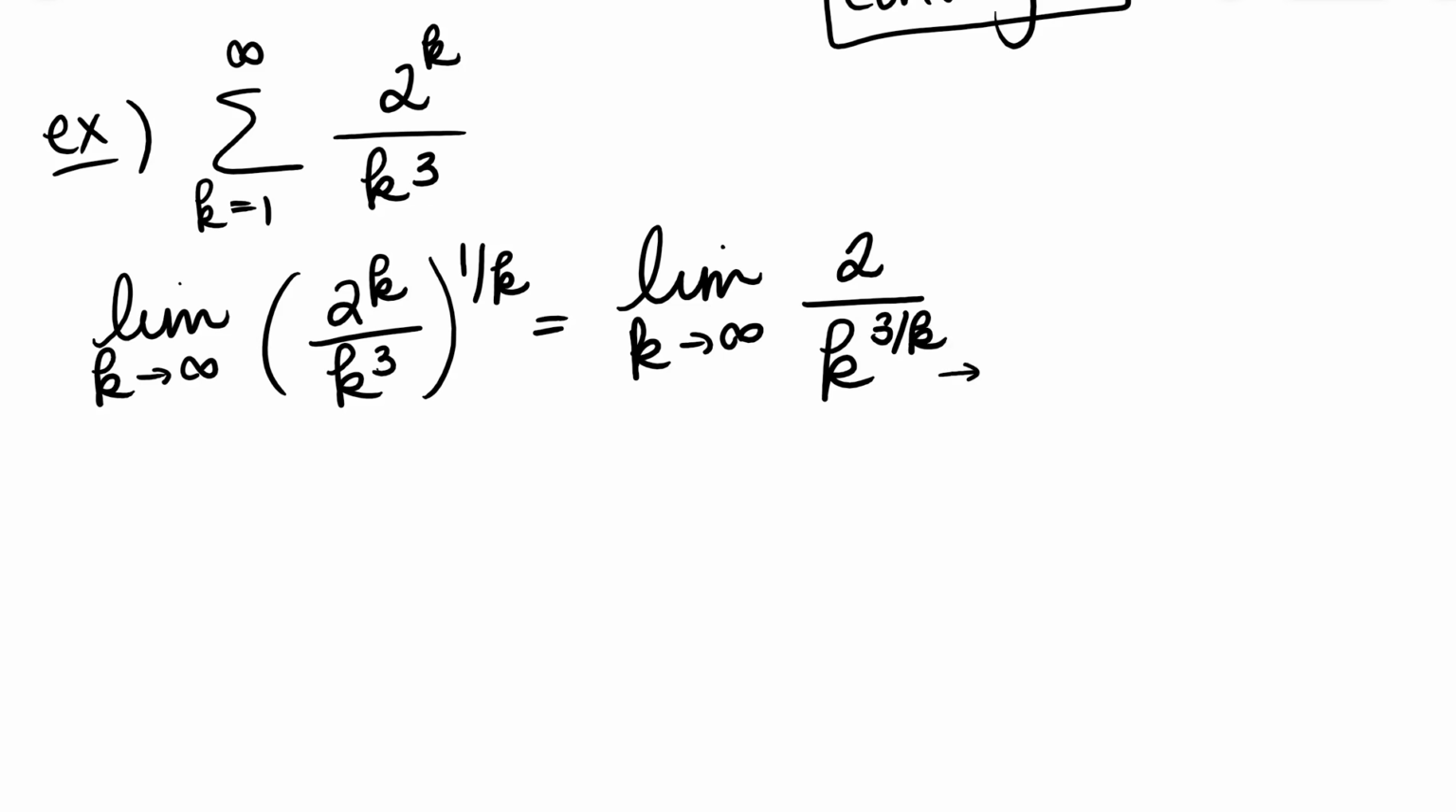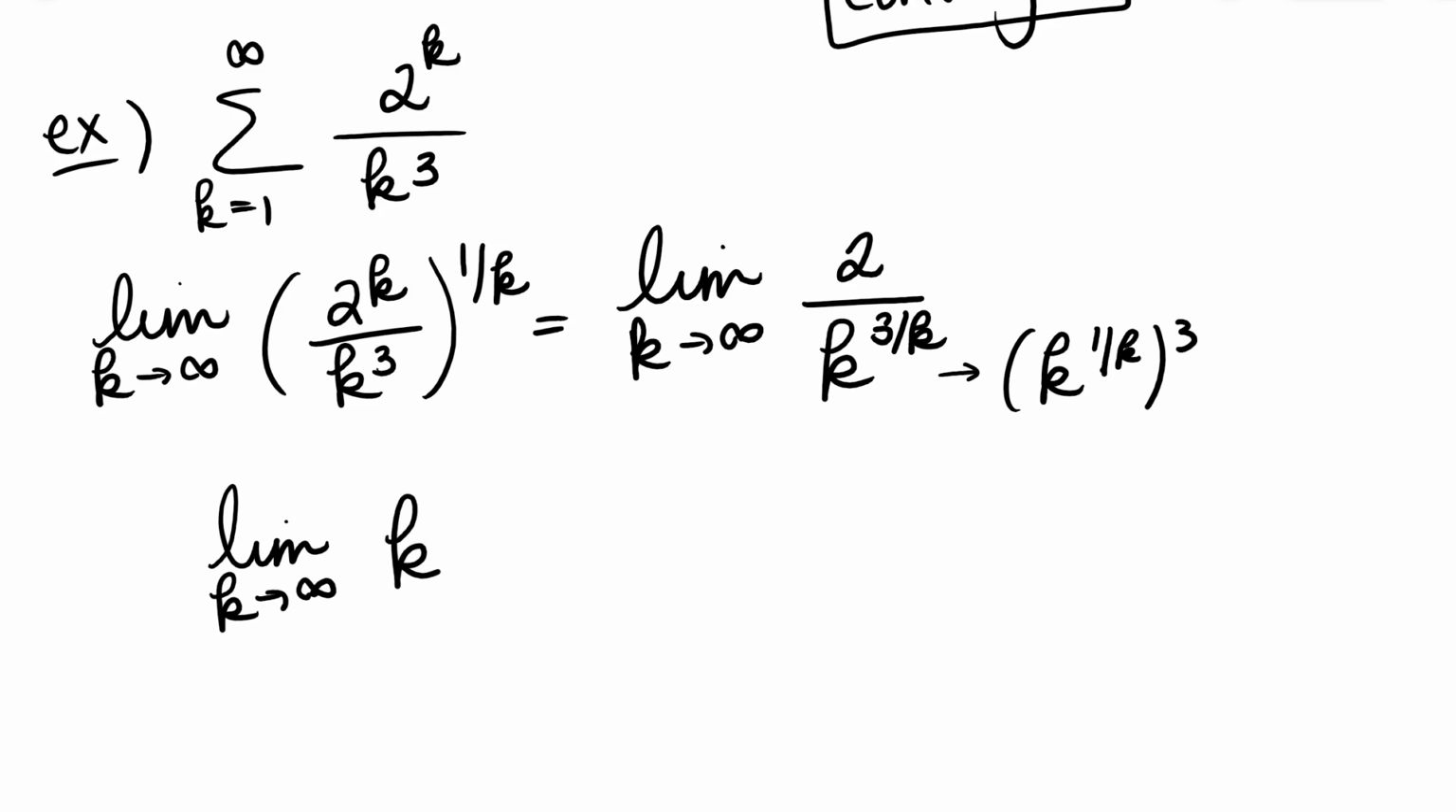This guy right here, I could think of as k to the 1 over k, all cubed. Let's investigate what's going to happen. I'm going to do a little bit of side work, and look at what happens to this guy right here. This is actually an indeterminate form, infinity to the 0. If we're going to evaluate this, remember how we dealt with indeterminate forms like that.